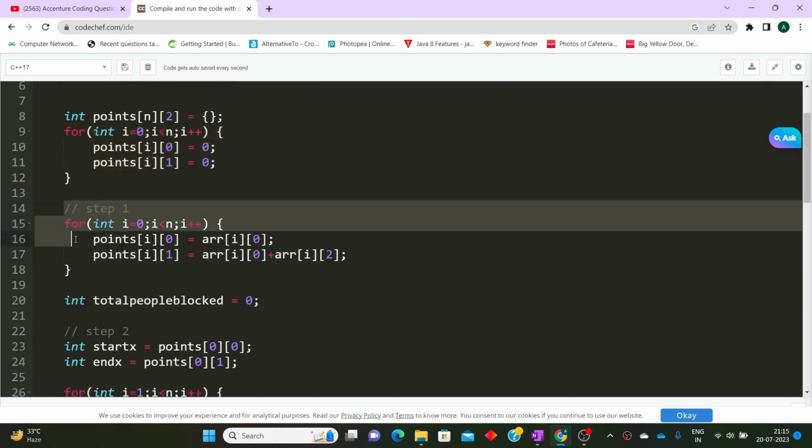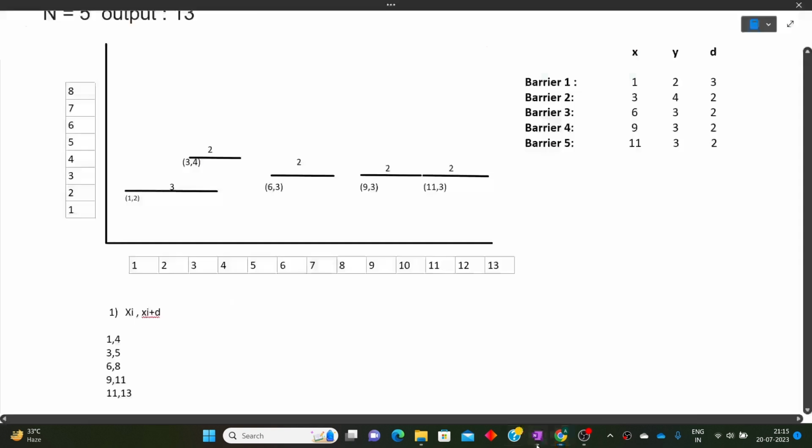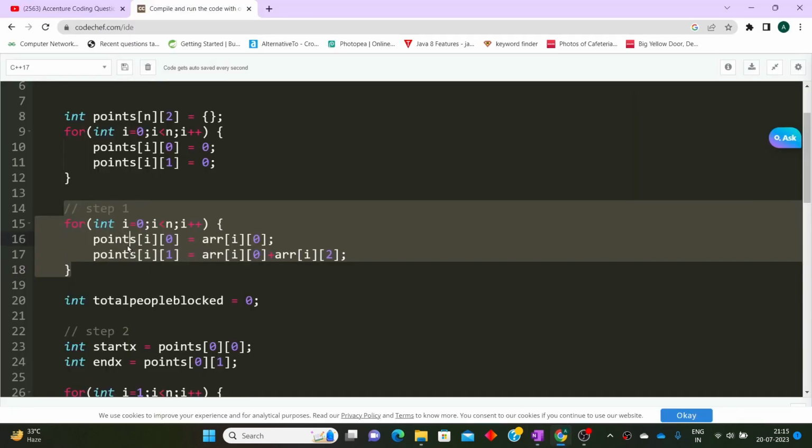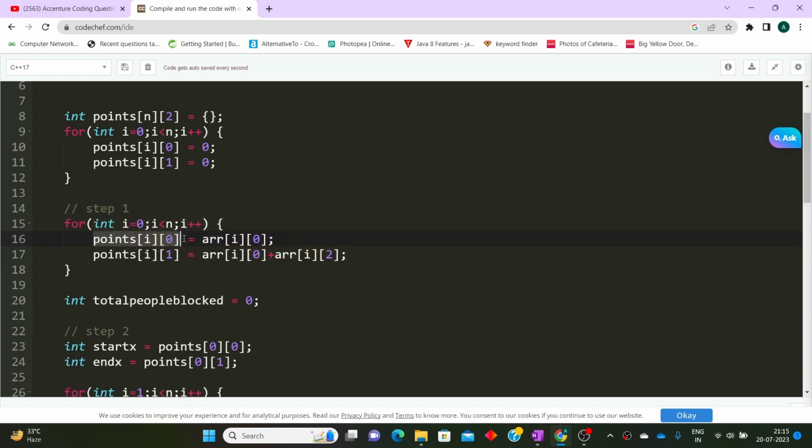Now our step 1 starts. In step 1 we will have to find the starting and ending x point of each barrier. And how will we find that? The starting point will be xi, and the ending point will be xi plus d. So the starting point will be xi only, that is arr[i][0], and the ending point of the barrier will be stored in the second column, that is [i][1]. It will be xi, that is arr[i][0], plus d, and d, as we all know, will be present in the third column of the input array.